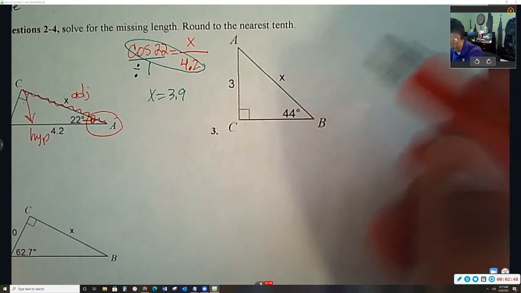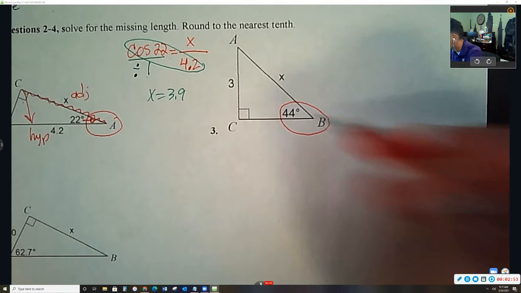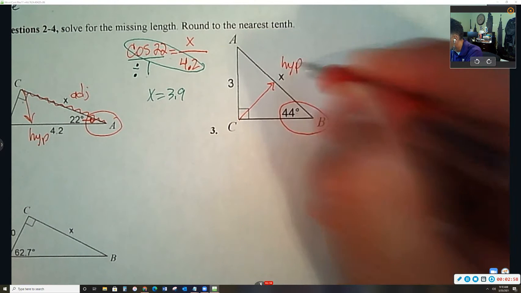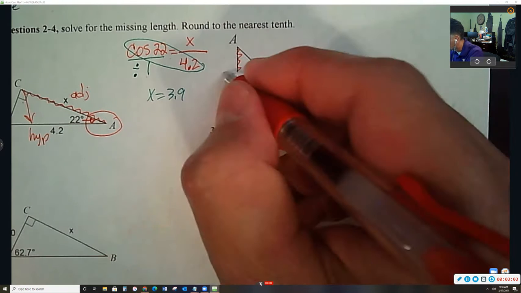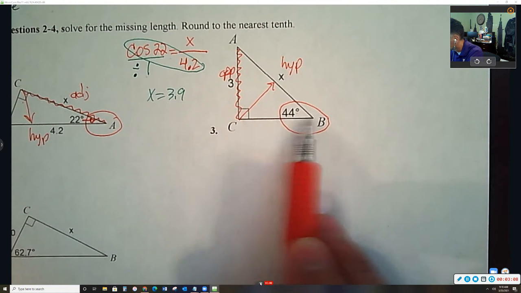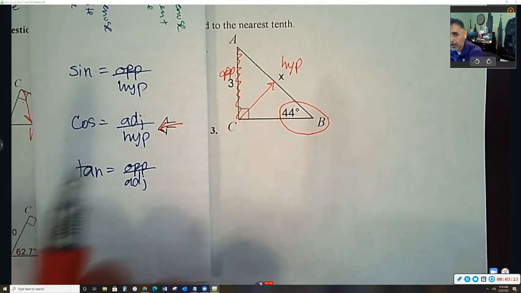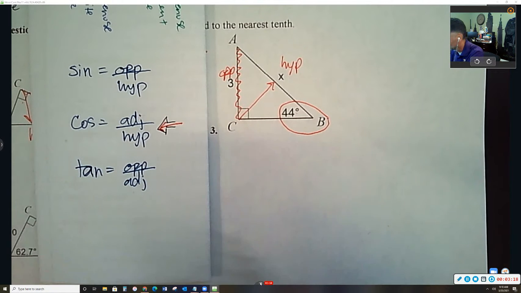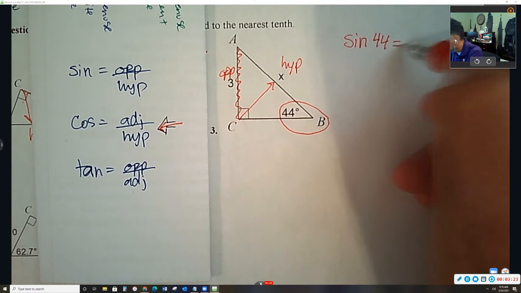Let's recreate the steps. Circle the angle we have information about. B, 44 degrees. Identify the sides you have information about. This is the hypotenuse, and this side does not run into angle B, so it must be the opposite side. This side runs into angle B, so this is the adjacent side. Okay. Opposite hypotenuse, if you look at the ratio, those sides are used in the sine ratio. So I know this is sine of angle B, which is 44 degrees.